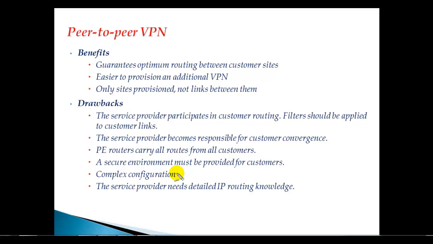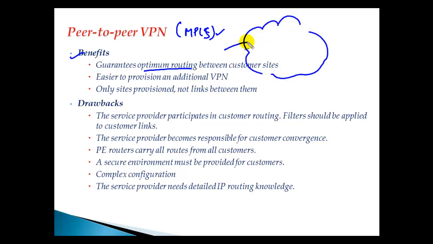Now when you talk about peer-to-peer models, just think about MPLS, because we have other models as well, but we'll be talking about MPLS L3 VPNs here. The major advantage of the peer-to-peer model is that it guarantees optimum routing between the customer sites, because once traffic enters the service provider, it maintains the customer routes. It provides the best shortest path to reach the other end provider edge router, and it's really easier to add additional VPNs.